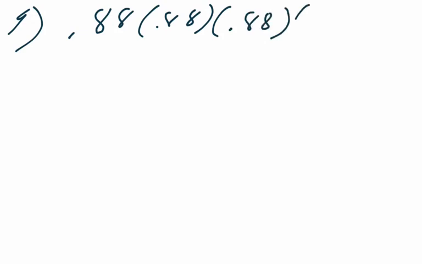For number 9, we have a professional kicker who makes a goal 88% of the time. What is the probability that he fails to score a goal on his 4th penalty kick? Well, that means he had a success, a success, a success, and then a failure. So 0.88 to the third times 0.12 basically is 0.082.